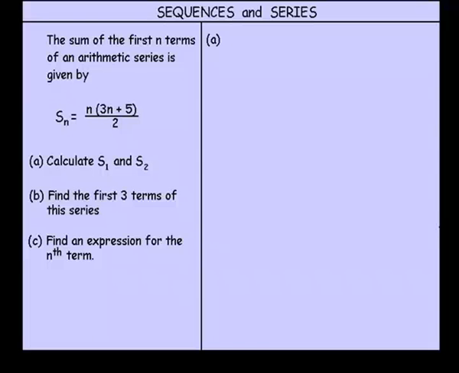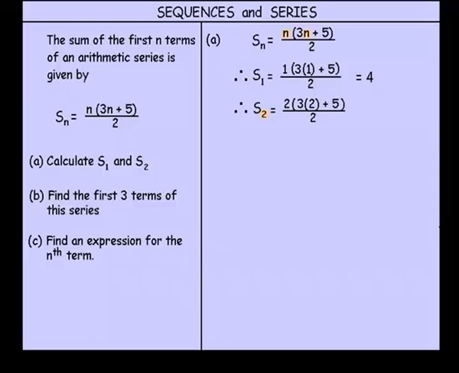Right, part A. Write down the formula that we're given. S of n equals n outside of 3n plus 5 all over 2. Therefore S of 1 equals, okay, in other words, what have we done? We just replaced n with 1. So if we do that, we come up with that. That simplifies to be 4. We're asked also to find S of 2, exactly the same method. Where we see n, we're going to replace it with the number 2, and that simplifies to be 11. So part A is done. We found S of 1 and S of 2.